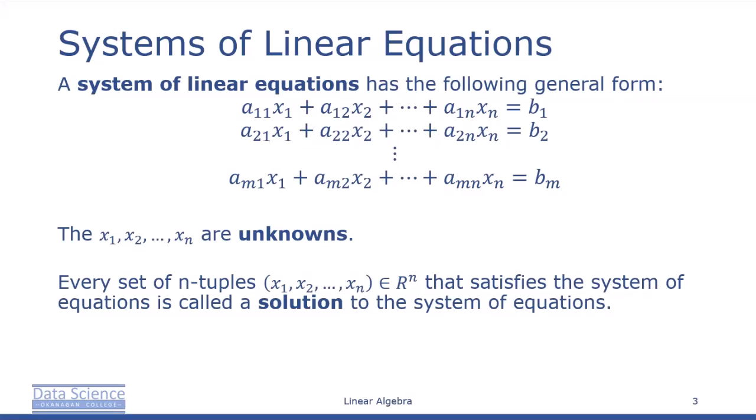we're going to have n unknowns, the xn's, and we'll have m equations. Any set of values x1 through xn that satisfy all of these equations is called a solution to the system of equations.